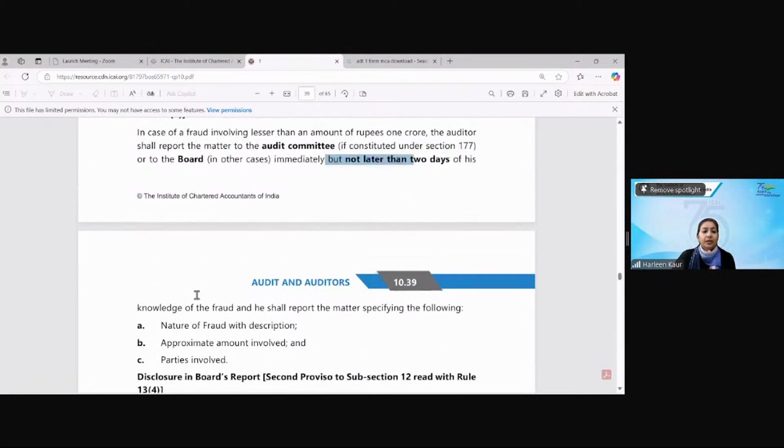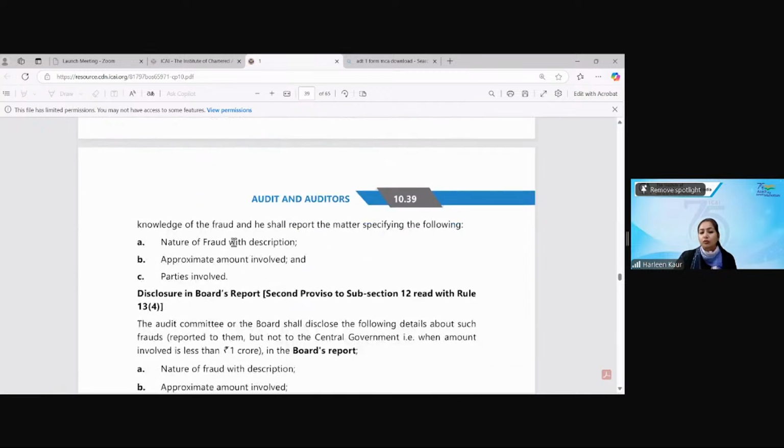Okay. So if the fraud is less than 1 crore rupees, the auditor will simply report the matter to the audit committee or board within 2 days. And what they have to specify, they simply have to tell the nature of the fraud, amount involved, and the parties involved. They don't have to go into much of the details how this fraud happened. They will simply tell you all these details about the nature of the fraud, amount involved, and the parties involved.